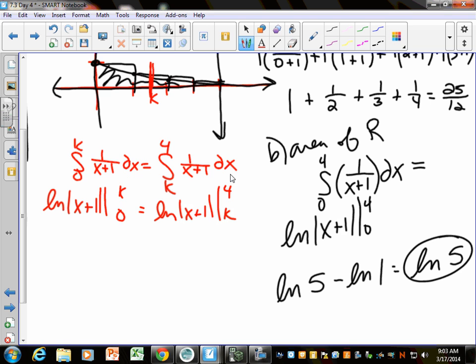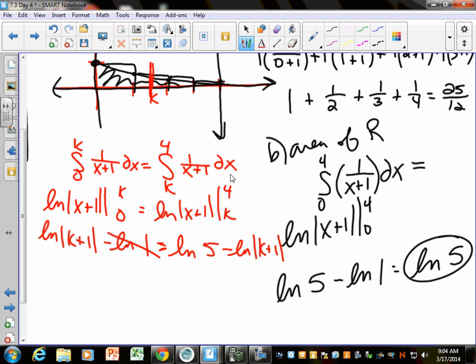So this would be ln of k plus 1 minus ln of 0 plus 1, which is ln of 1, equals ln of 5 minus ln of k plus 1. Trying to solve for k here. Again, ln of 1 is 0. Very nice to know that.